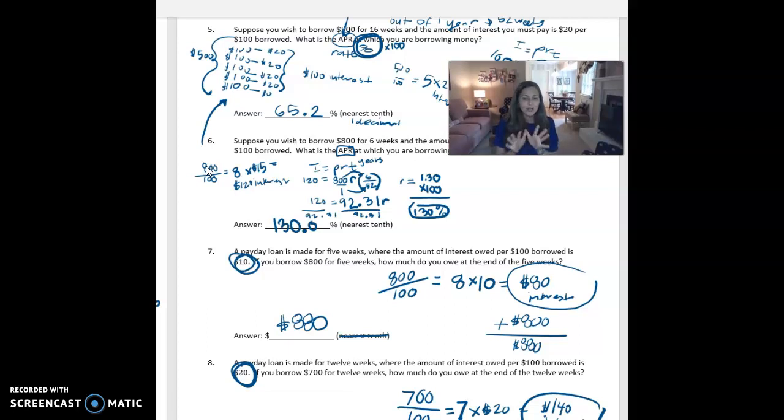And then 7 and 8 are pretty simple. But what's confusing about 7, 8, and 5, 6 as well is the reading. Like, what are they asking for here? Do I use a formula? Do I not use a formula? How do I know? Notice in 7 and 8, they're not asking you to find a rate. They don't care what the rate is. So 5 and 6 are actually going a step beyond what 7 and 8 are asking.